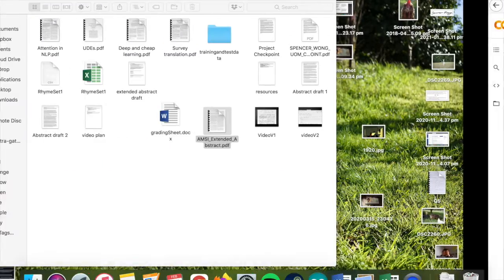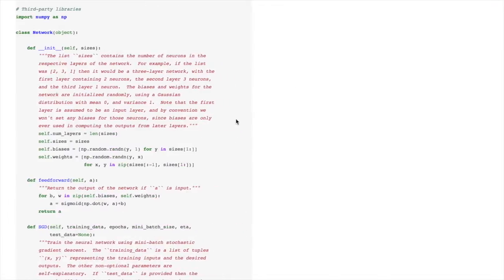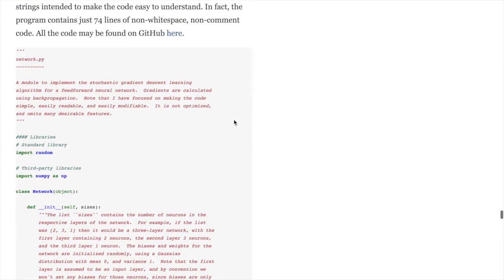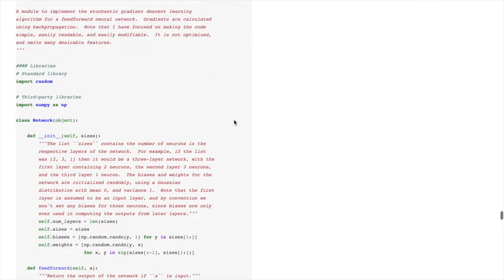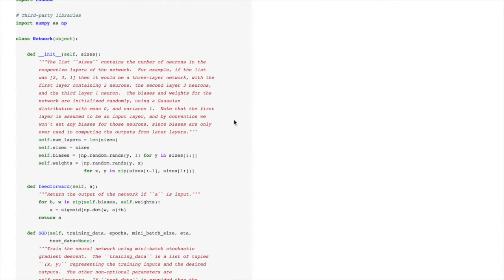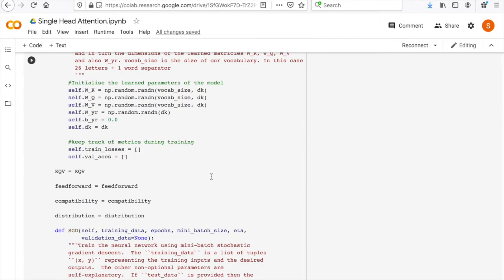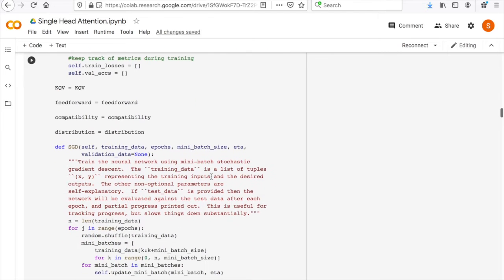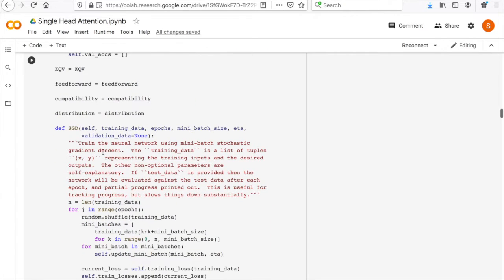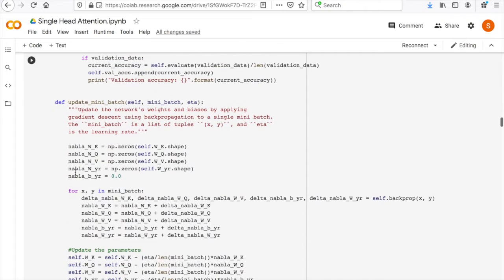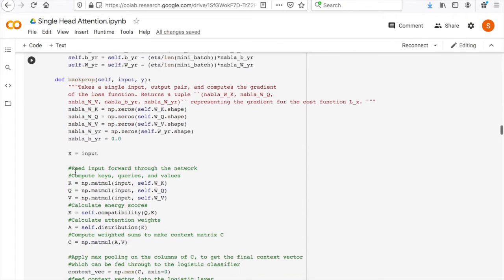So what he does is he defines some code which creates a feed-forward network as a class in Python. So I've basically taken his code and emptied it out, but used it as a skeleton for constructing this self-attention model as a Python object, which is, I think, a nice way of keeping everything organized. So we can define the functions for stochastic gradient descent and backpropagation and everything in there.